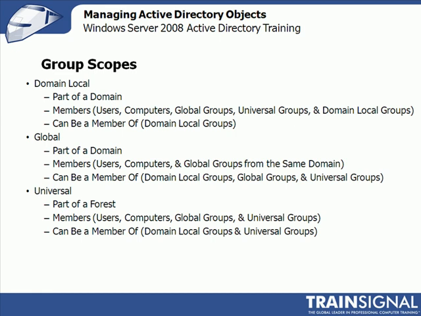A global group is also something that is created within a domain and is part of the domain and is replicated within the domain. Users and computers can be members of global groups as well as other global groups. You cannot have a domain local group be a member of a global group, nor can you have a universal group be a member of a global group. What can a global group be a member of? Domain local groups, other global groups, and also universal groups.